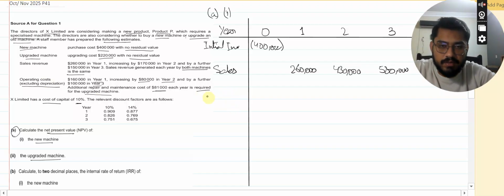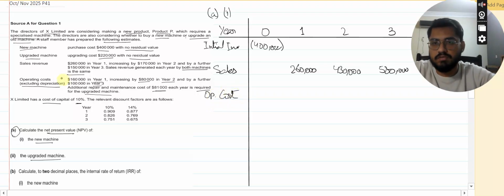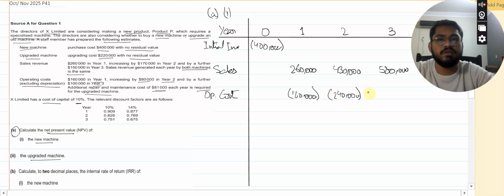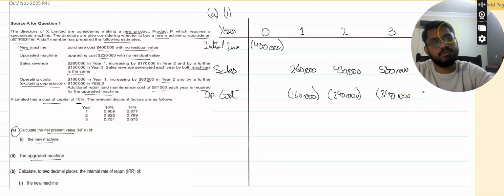After this we'll be considering our operating costs, and these operating costs over here are our outflow, so again negative numbers. In year 0 we don't have any operating cost. In year 1 the operating cost is 160,000, which will increase by 80,000, so it should be 240,000 in year 2, and an additional 100,000 in year 3, so this should add up to 340,000 in year 3.